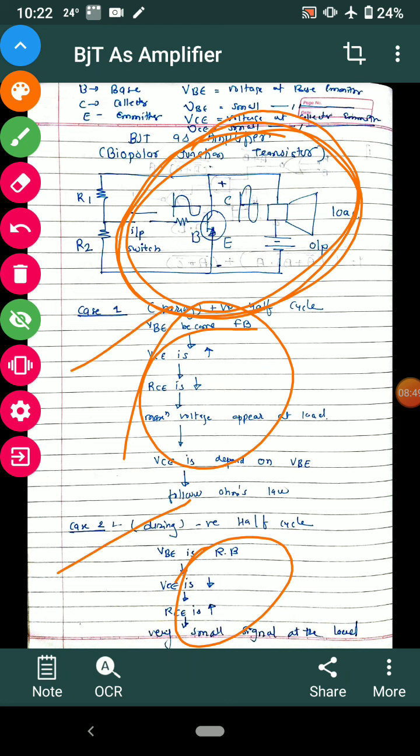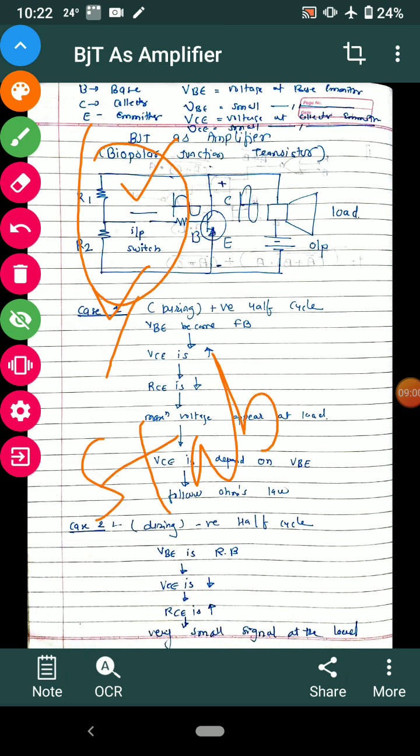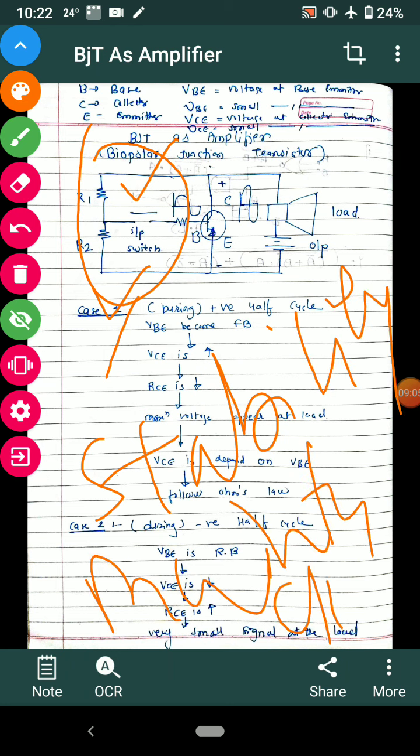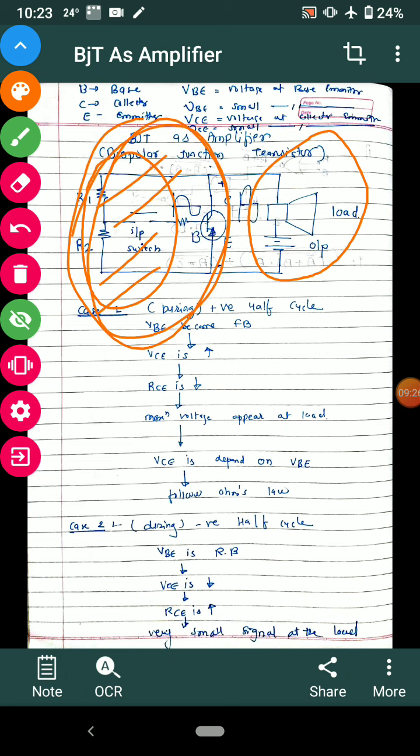Some of the students asked the question, sir, why R1 and R2? R1 and R2 are used for stability, to maintain stability in the circuit. Actually what happens is, suppose a large amount of voltage is applied at input and a large output voltage appears at output. Due to this, the circuit becomes imbalanced.